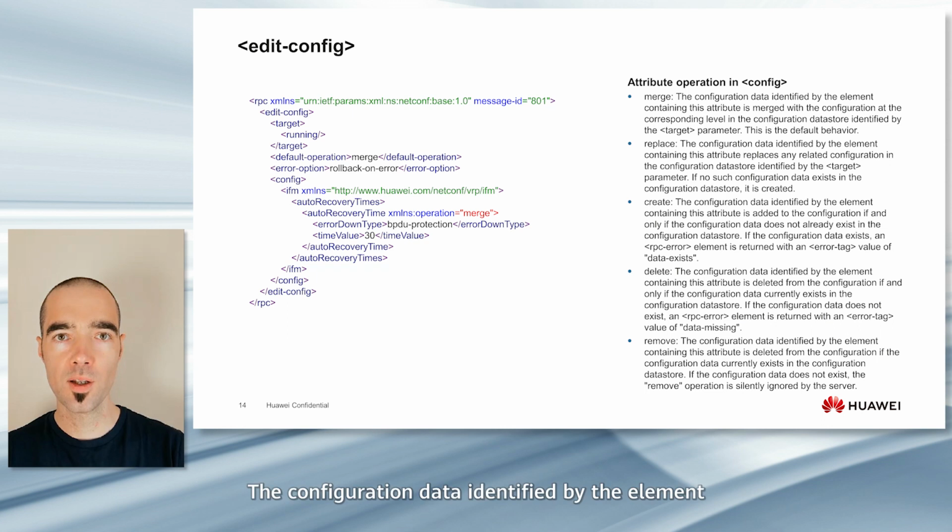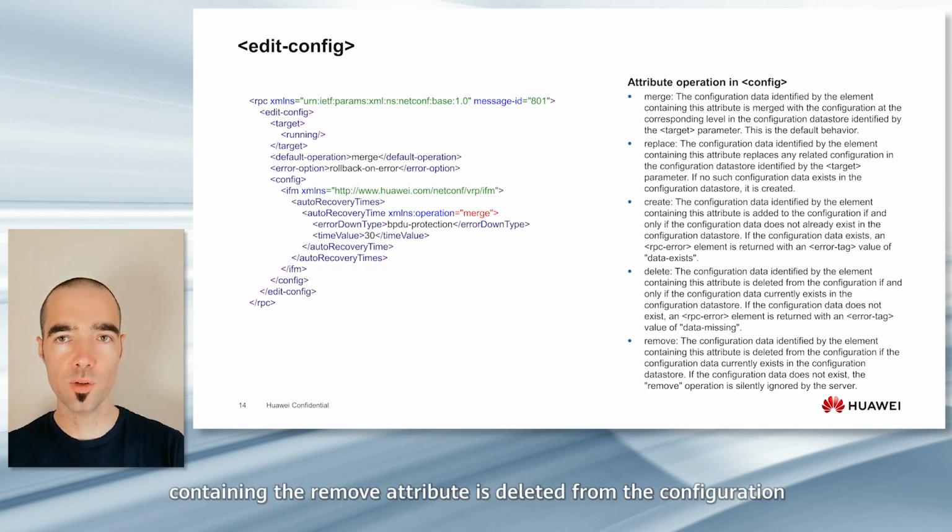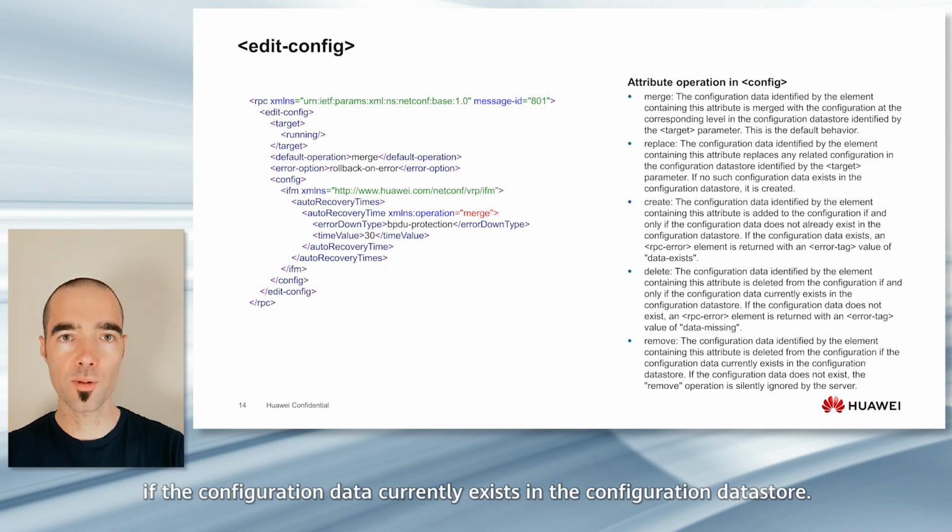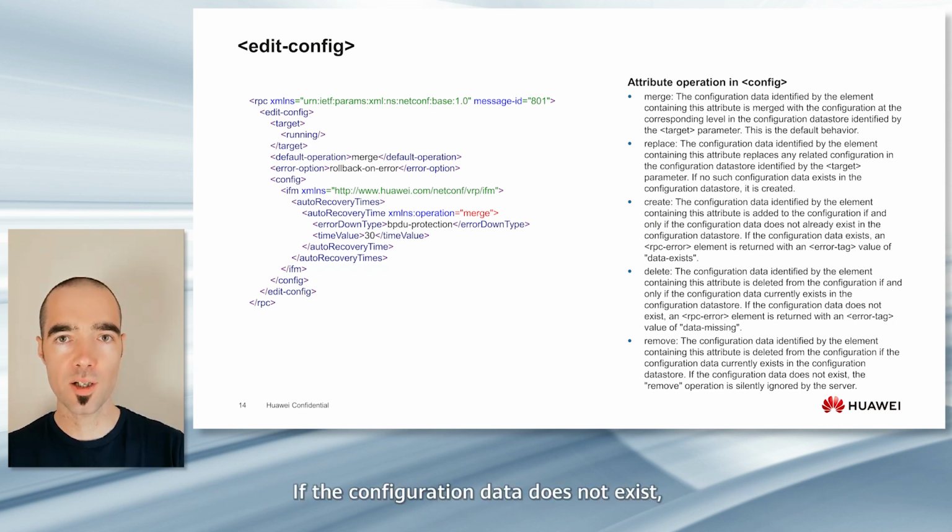The configuration data identified by the elements containing the remove attribute is deleted from the configuration if the configuration data currently exists in the configuration data store. If the configuration data does not exist, the remove operation is silently ignored by the server.